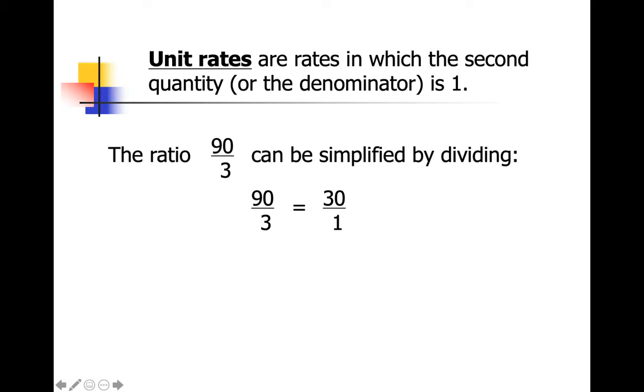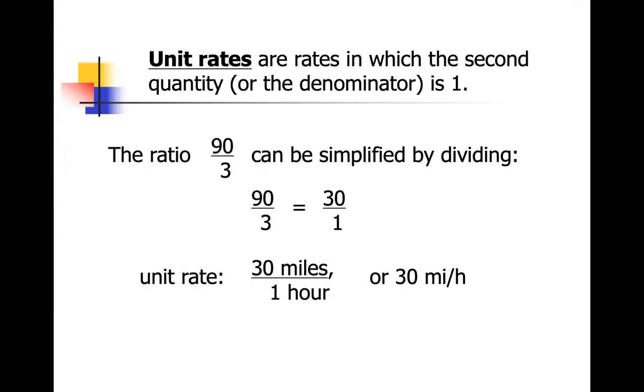Now, 90 over 3. 90 divided by 3 is the same thing as 30 over 1, or just 30. And if I change that to my unit rate, because it was 90 miles per 3 hours, I still keep hours and miles in the same places. So this now becomes 30 miles per hour, or 30 miles per 1 hour.